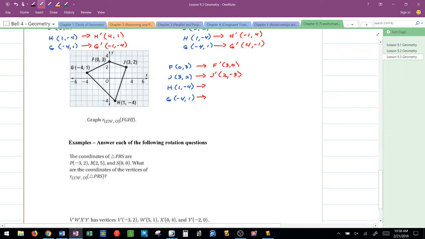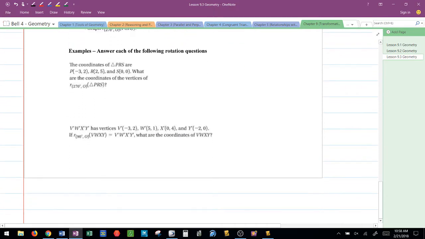All right. H is in quadrant 4. I got to rotate it. It'll end up in quadrant 3. That's a double negative. So I've got H prime is negative 4, negative 1. All right. G is going to end up in the first quadrant. So if I do a switch, I end up with 1, 4. All right. Kind of go through those and see how that works out.